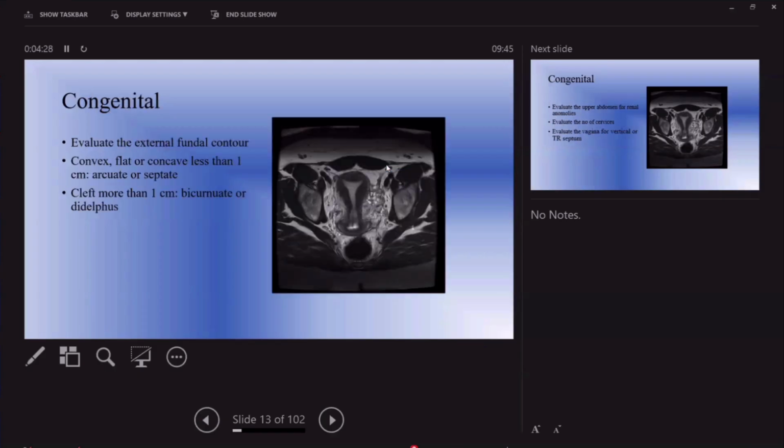Okay, so moving on into congenital uterine anomaly, and this is the first part that I will talk about in this presentation. Congenital uterine anomaly is something that you have to be very familiar with, and you have to have an approach for it. You have to have a step approach. You go through 1, 2, 3, 4 until you reach your final diagnosis for the finding.